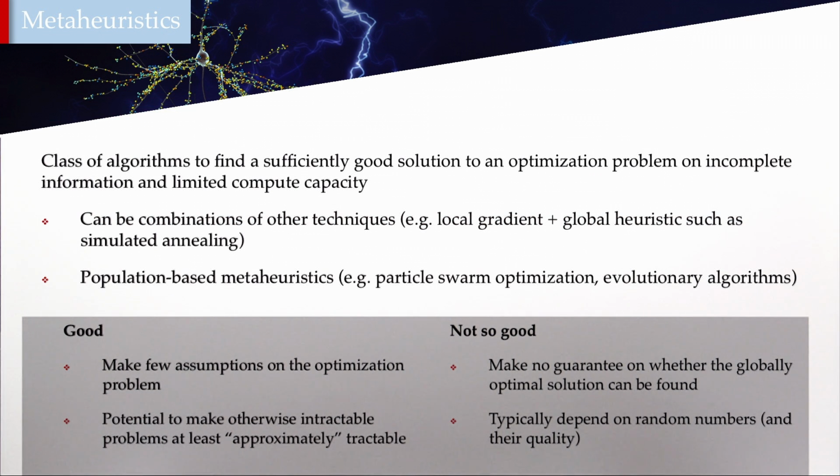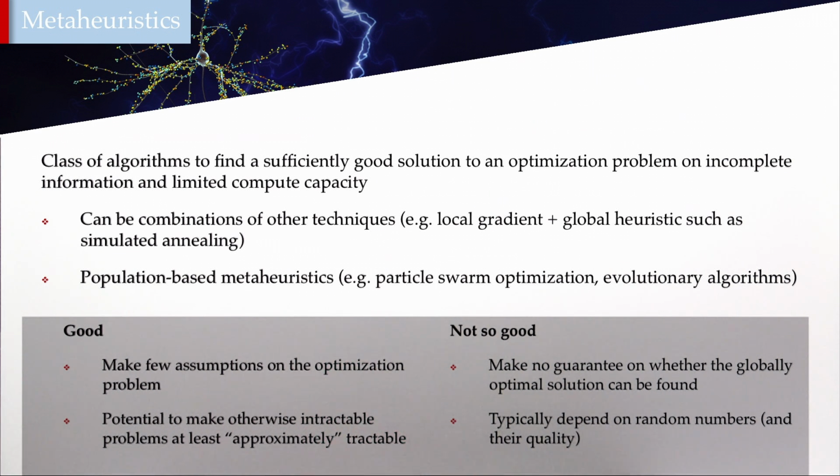A variant of parameter optimization is, instead of trying to find the global minimum or global maximum, you might be able to get away with finding a sufficiently good solution to an optimization problem. That may be because you have incomplete information about the problem in the first place, and limited compute capacity, limited time at your disposal. So a meta heuristic says, instead of looking for this global optimum, maybe you can have an approximation or a set of reasonably good solutions.